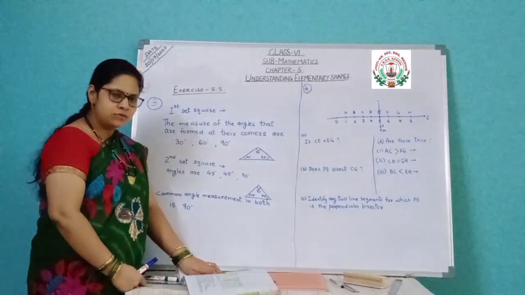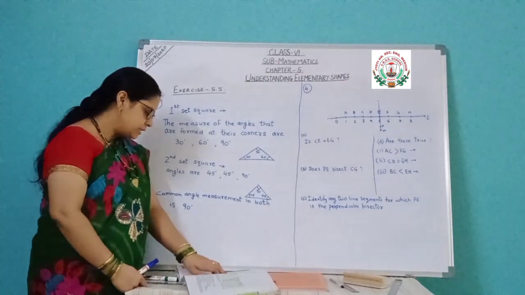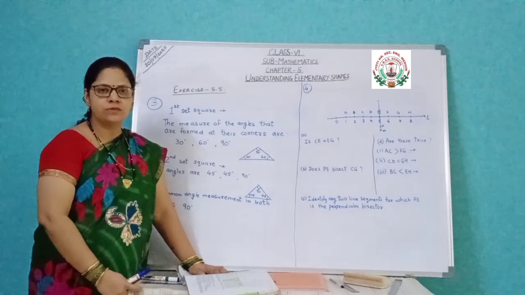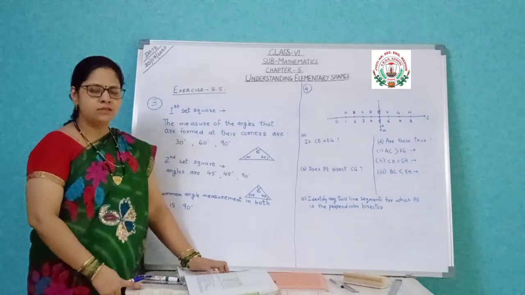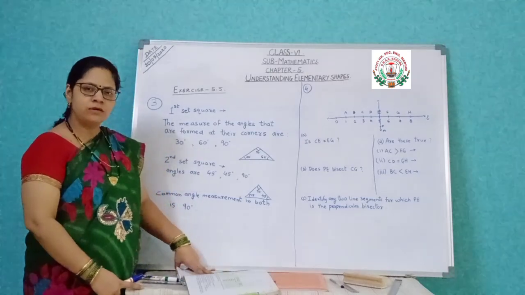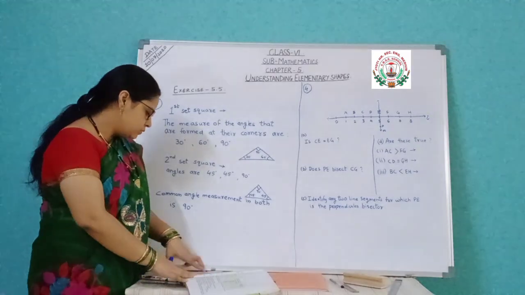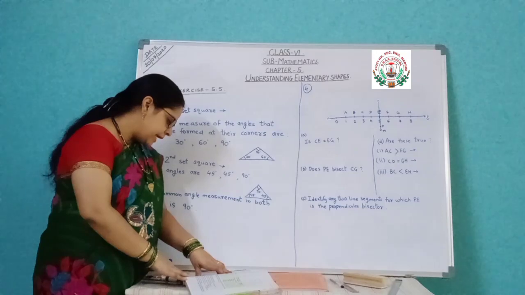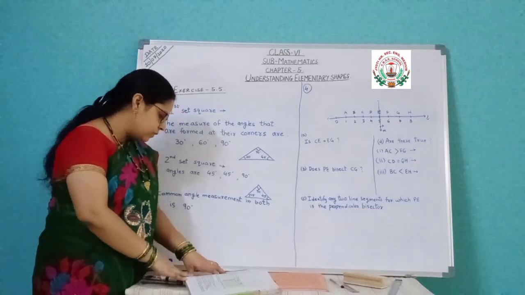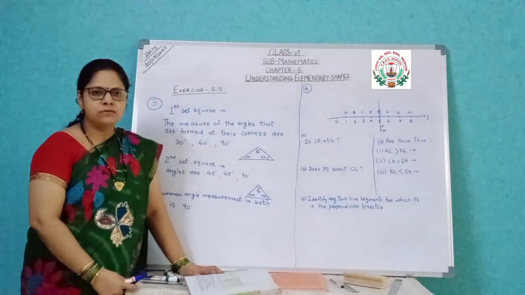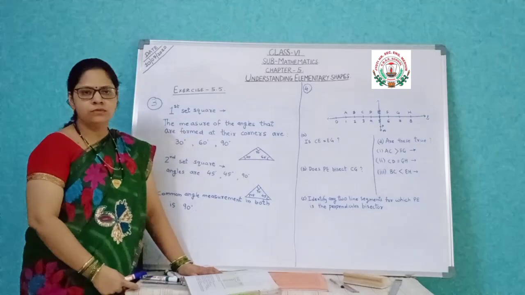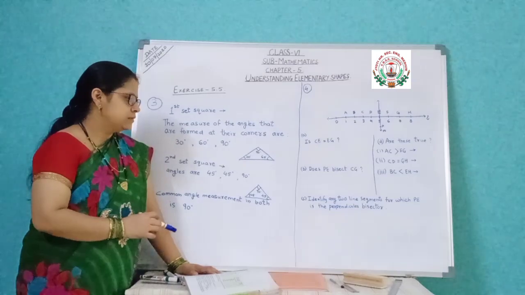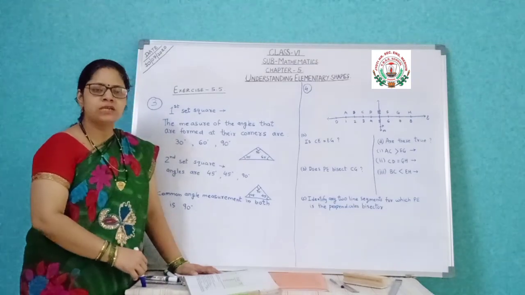Coming to the third question, there are two set squares in your box. In your geometry box, you have two set squares, triangles, that are called set squares. So there are two types. Now, for those two set squares, what are the measurements of the angles that are formed at their corners? It is written also, and if you do not see it written, you can just measure it and find out through the protractor.